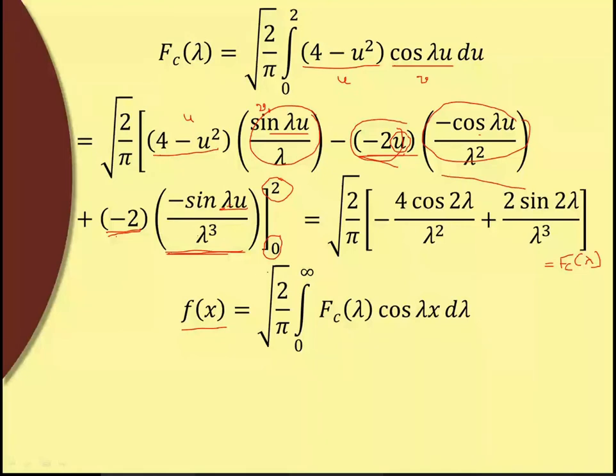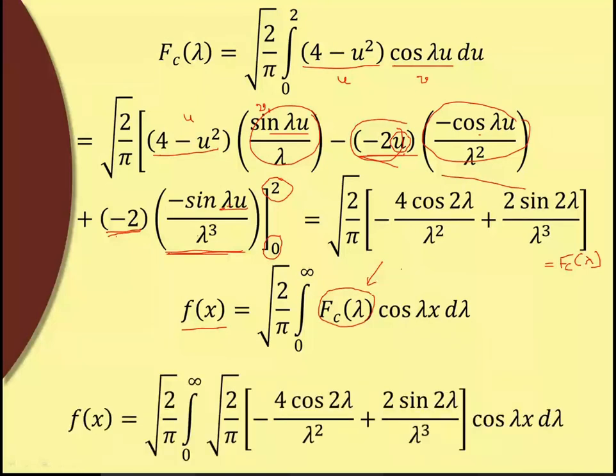And now substitute the value of fc lambda. That gives us f of x is equal to square root of 2 by pi integral 0 to infinity square root of 2 by pi into minus 4 cos 2 lambda upon lambda square plus 2 sine 2 lambda upon lambda cube, times cos lambda x d lambda. So this is the Fourier integral representation. In short, we write it as FIR.